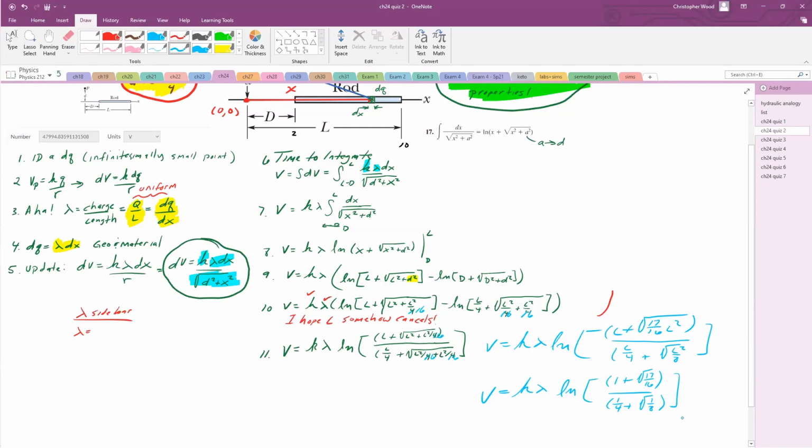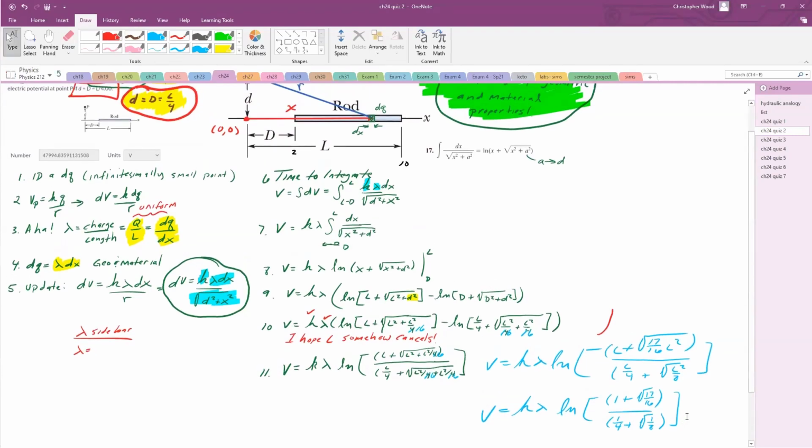Let me just double check that now, just because I'm paranoid. All right, so 17 divided by 16. Yep. Okay. All right, works for me.